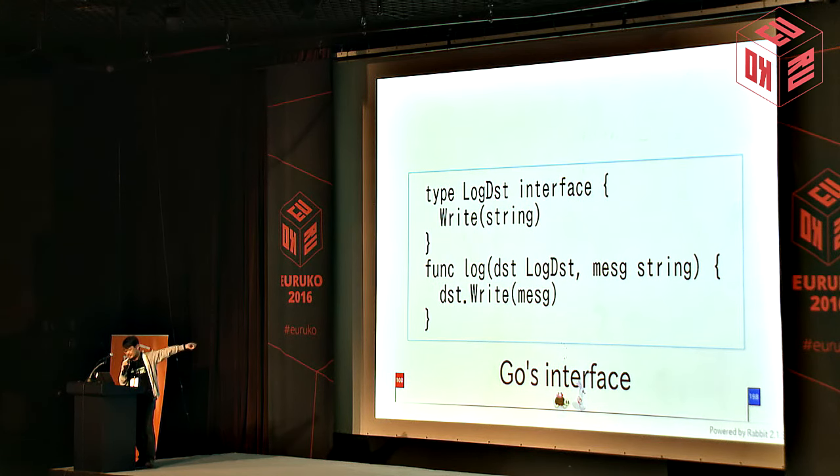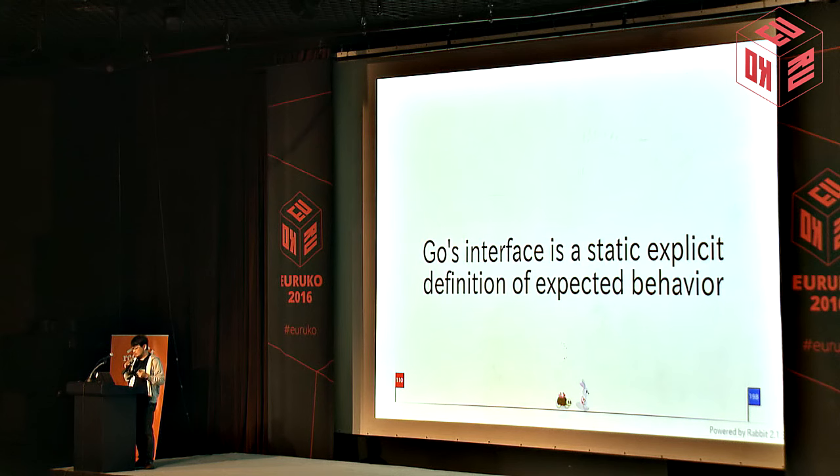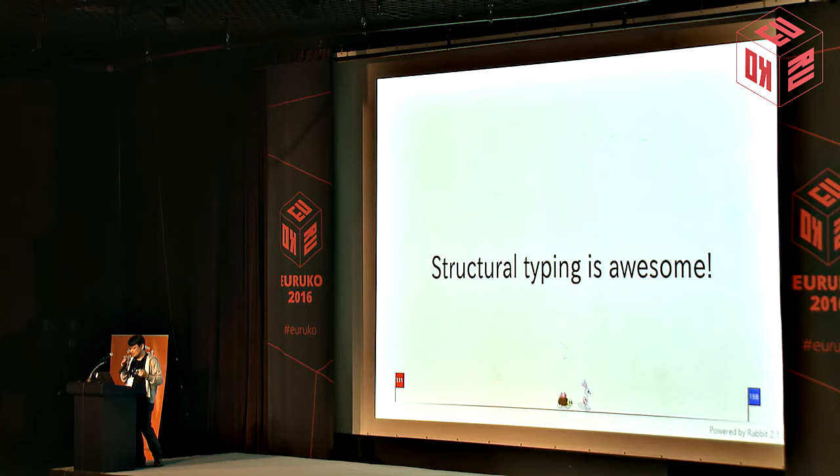So everything which has the right method can be used as a destination. So the structure means common behavior. A Go interface is a static explicit definition of the expected behavior. So structural typing is awesome.